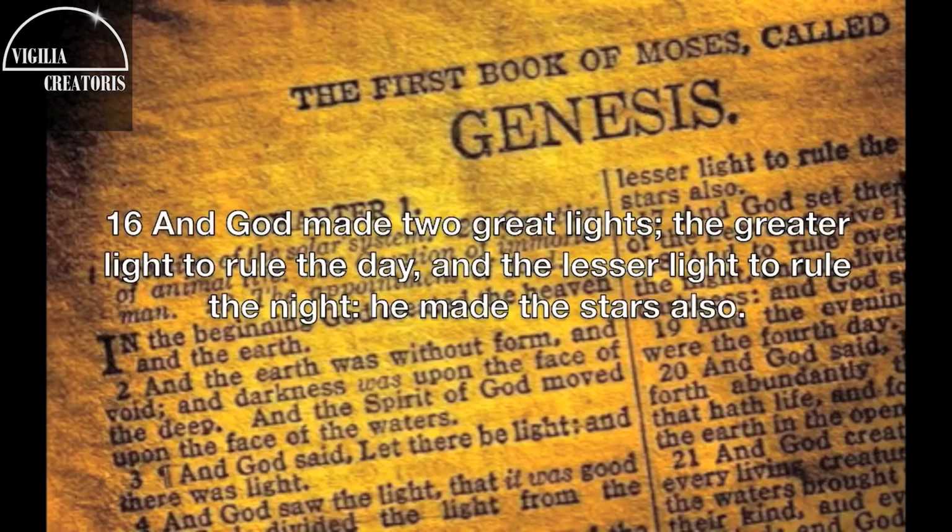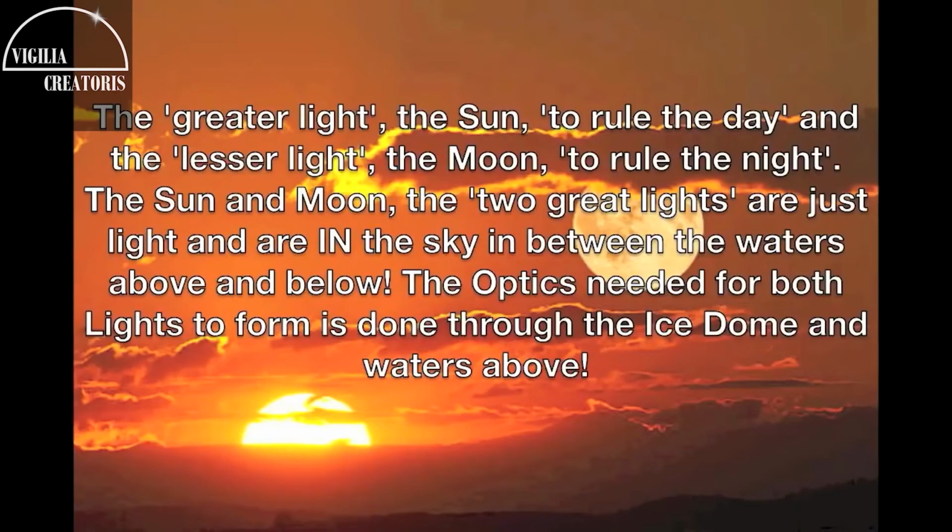16. And God made two great lights, the greater light to rule the day and the lesser light to rule the night. He made the stars also. The greater light, the sun, to rule the day, and the lesser light, the moon, to rule the night. The sun and moon, the two great lights, are just light and are in the sky in between the waters above and below. The optics needed for both lights to form is done through the ice dome and waters above.